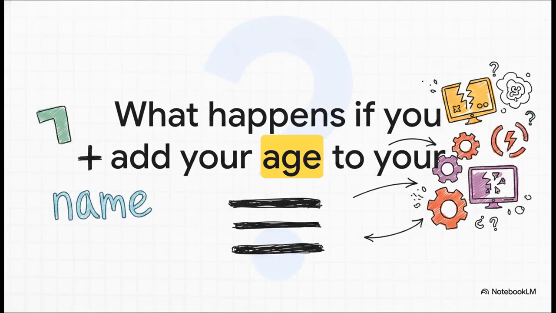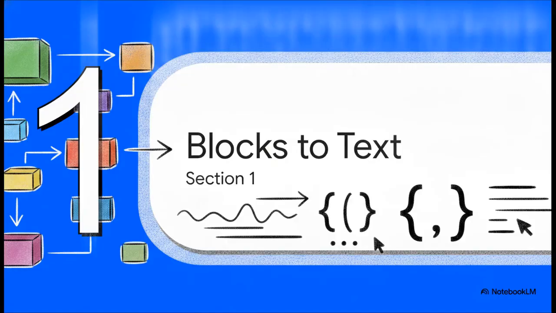But before we actually start typing anything, let me hit you with a weird question. What happens if you try to add your age to your name in Python? Like, what exactly is 11 plus Sarah? I mean, it sounds completely bizarre, right? Well, it turns out computers get extremely confused by this too. If they don't know exactly what kind of information or data they're looking at, they literally just throw their hands up and crash. Understanding how a computer looks at different kinds of information is going to be our absolute secret weapon today. Okay, section 1, blocks to text.